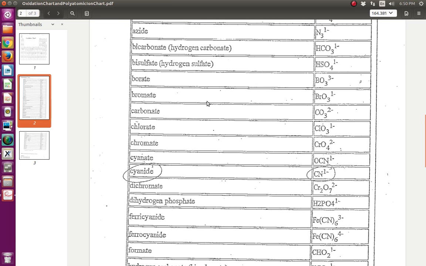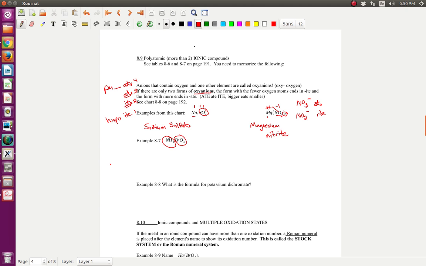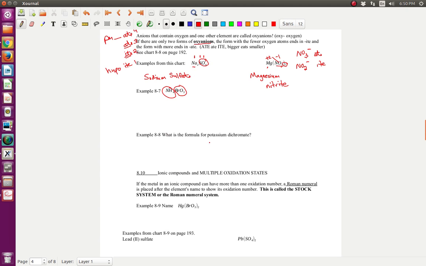Now bromate has bromine in it. So see that? Bromate, bromine, and then ate are the oxyanions. And then chromate has chromium, and it has ate as oxyanions. So now we reviewed that. This one down here, potassium dichromate, I'm not going to worry about because we have gone over these before.